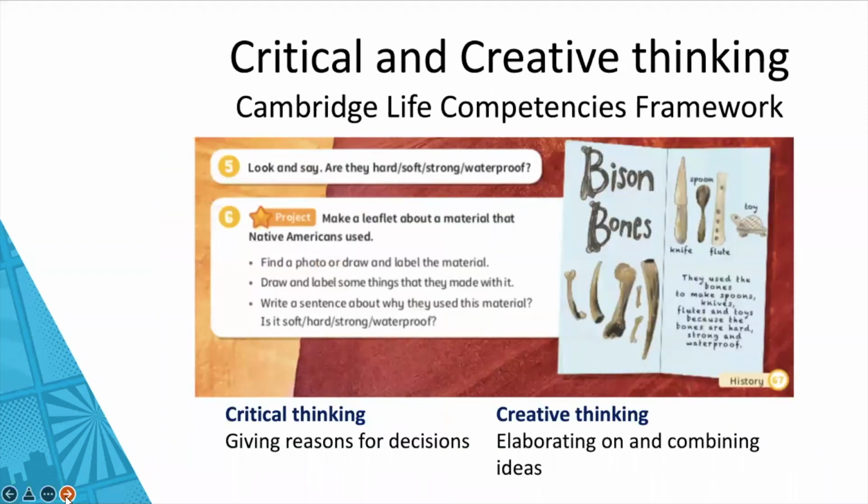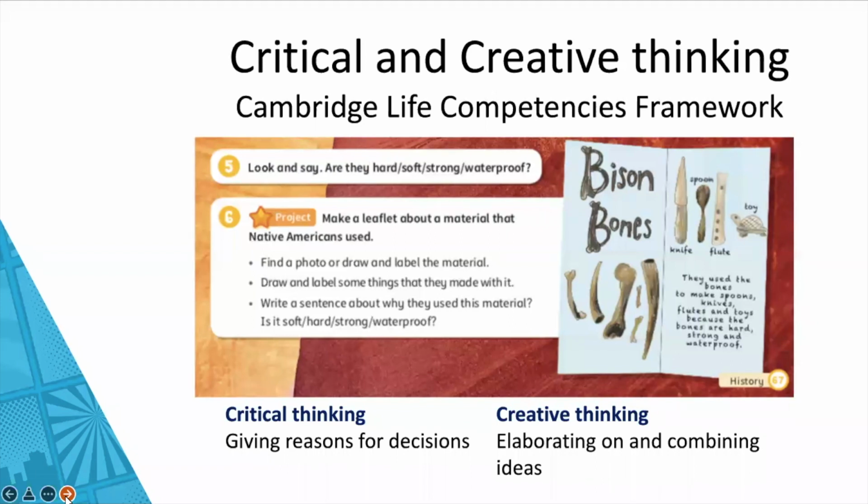I have one more example of critical and creative thinking from the CAMFLIC, it's called the Cambridge Framework for Life Competencies. And this second example is from level 5, unit 5. What materials did Native Americans use? Well, students again develop critical thinking by using skills of reasoning this time to decide which material is appropriate for a tool they will describe in their leaflet.